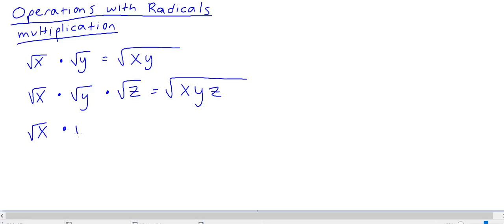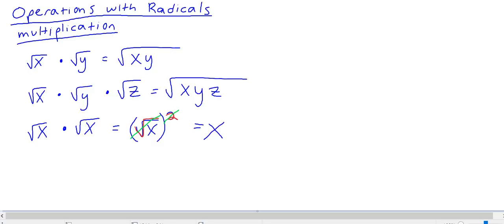Square root of x times the square root of x. Since you're multiplying the same thing, it's really the square root of x squared. When you have a square root symbol and you have a square, these two cancel each other out. The square root cancels out with the square, and you're left with just what's inside, so you're left with x.